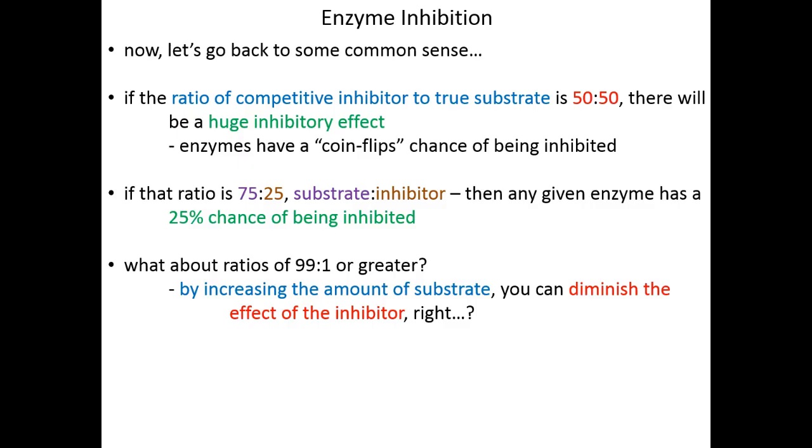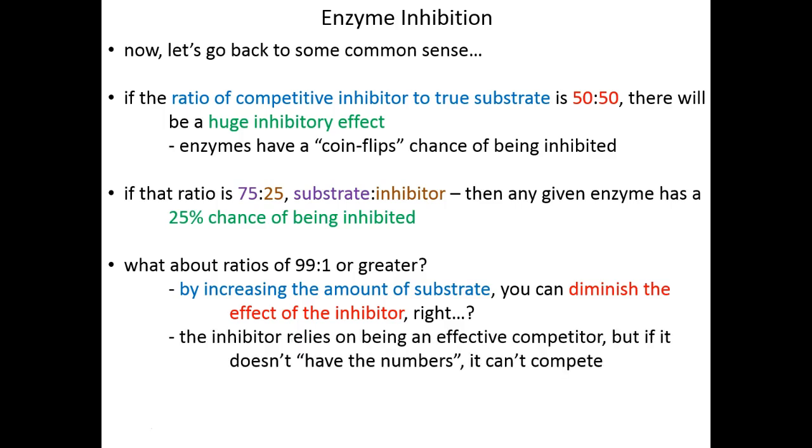Because the amount of substrate is so high relative to inhibitor, we're going to see very little inhibition because most of the time, enzyme is going to be binding to substrate. And as soon as substrate wins that competition for the active site, it's as though the enzyme's not inhibited at all. So essentially what we see here in this mental exercise is that by increasing the amount of substrate more and more and more, you can diminish the effect of the inhibitor. The inhibitor can essentially be swamped out.